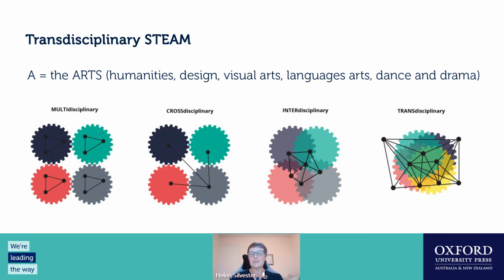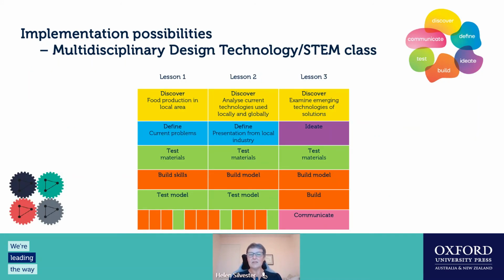So let me give you actual examples rather than the theory. Let's look at an actual example. Next slide, please. So this is the multidisciplinary approach, and sometimes that's a separate STEM class. Sometimes it might be in a design technology class. Now remember that I've used the example of, let me go back to my actual problem, how can we use sustainable farming practices so that no one goes hungry in the future?